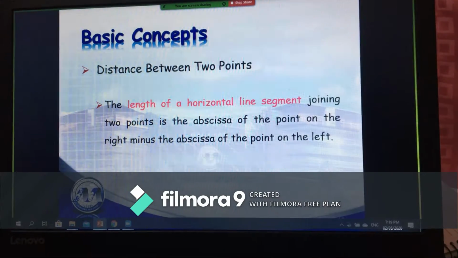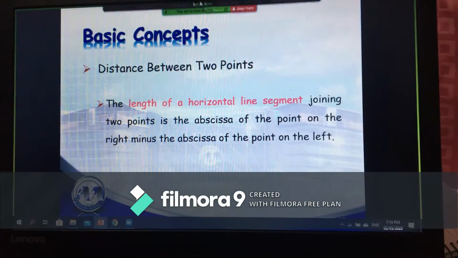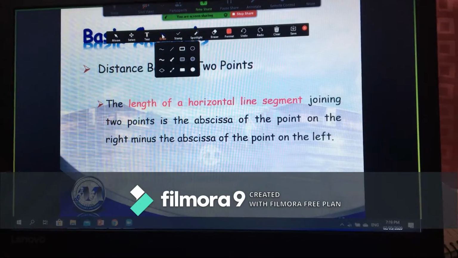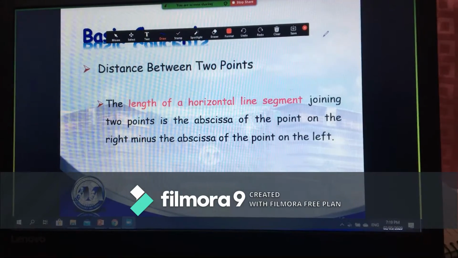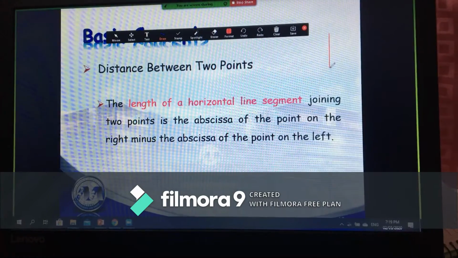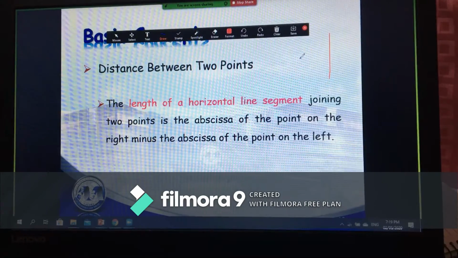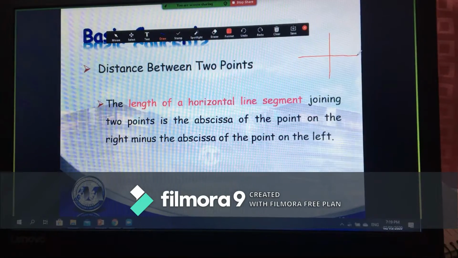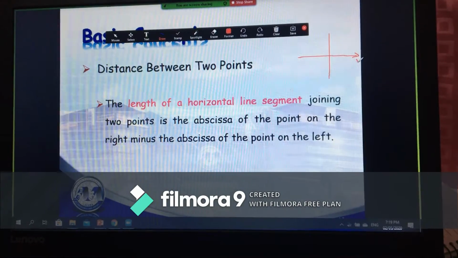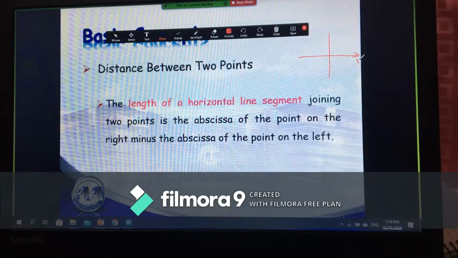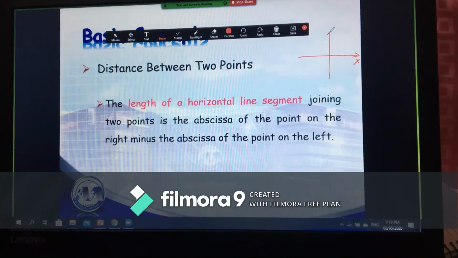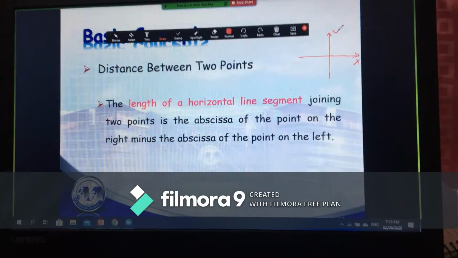Or perhaps I can show it here. I can annotate here. So it goes like this, class. You draw the vertical and horizontal lines. Okay, so I'll draw it here. That is my vertical line, this is my horizontal line. Then label this as X. This is our X-axis. Then this is our Y-axis.